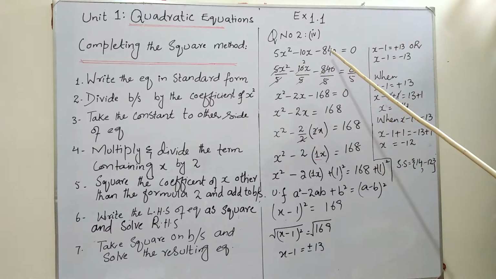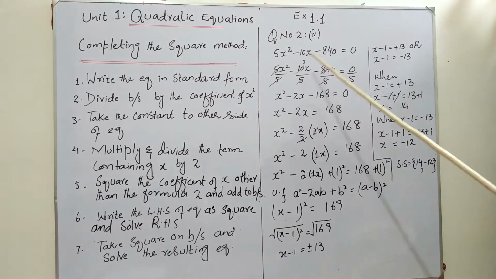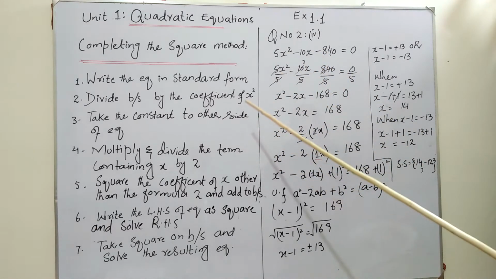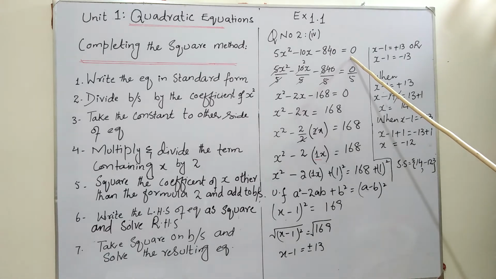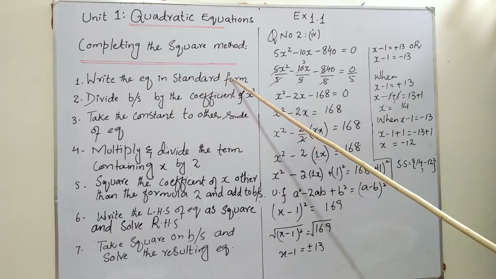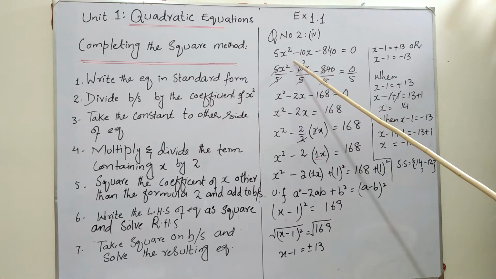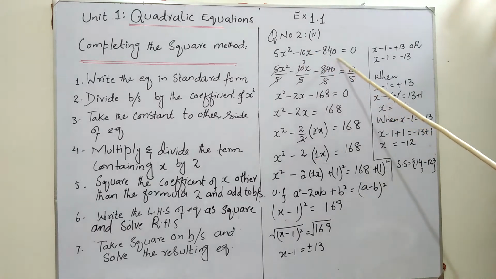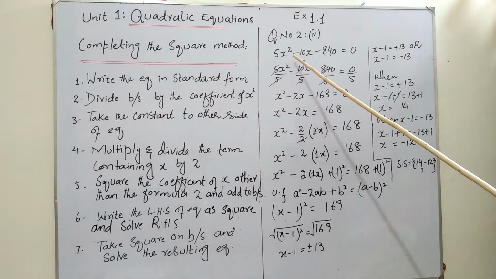I have selected a question. We will apply them one by one on this question, so you can easily understand the implementation of these steps. Now, the equation is 5x square minus 10x minus 840 is equal to 0. The first step is to write the equation in standard form. Now our equation contains x square, then x, and then a constant, and on the right hand side is a 0. So it is already in standard form.